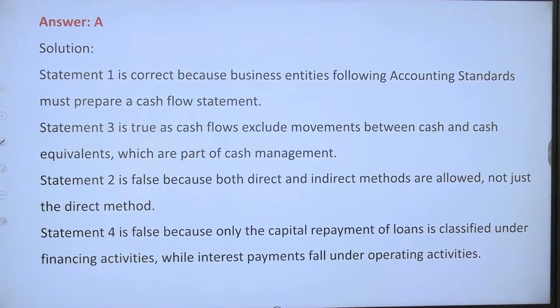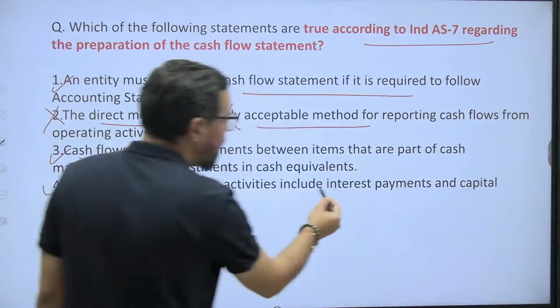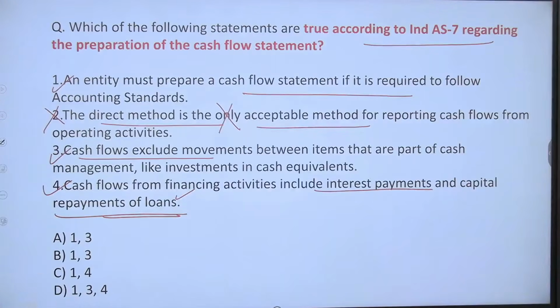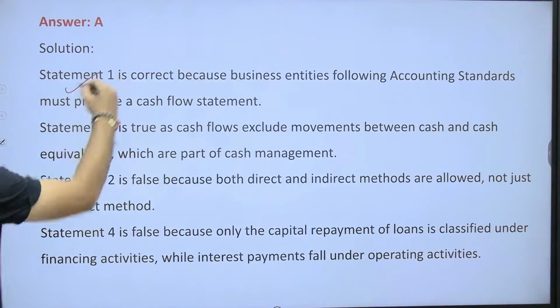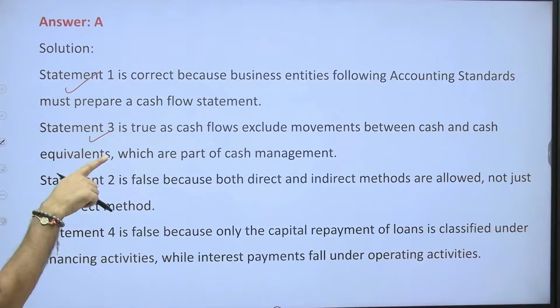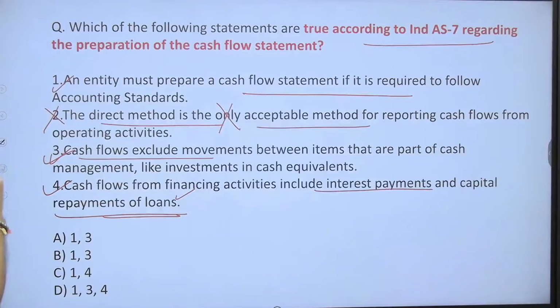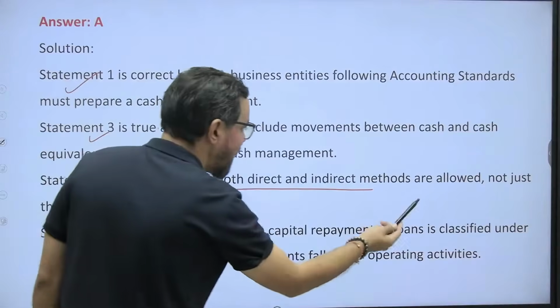No. Achha, okay, so we made some mistake here. Fourth one is right? Cash flow from financing activities includes interest payment and capital repayment of loan, so that is financing activity. Again, there is some issue I guess with this answer also. The first statement is correct, because a business entity following accounting standards prepares this, true. Statement 3, cash flow excludes movements between cash and equivalents, so they are part of this. This was correct. And then 2 was wrong, 2 was false, because both direct and indirect methods are allowed.